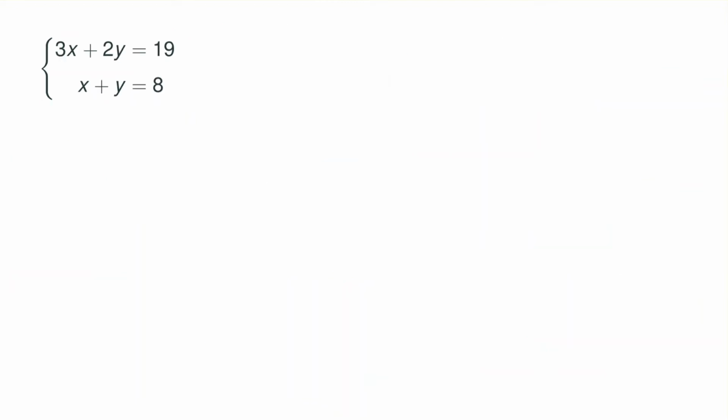For this problem, we're solving by elimination, not Gaussian elimination, just elimination. Okay? So that means we're not writing a matrix. We're going to pick a variable to eliminate. Okay? So I'm going to eliminate y. That means I'm going to multiply 2 to the second equation. So I get 2x plus 2y equals 16. And the first equation is 3x plus 2y equals 19.